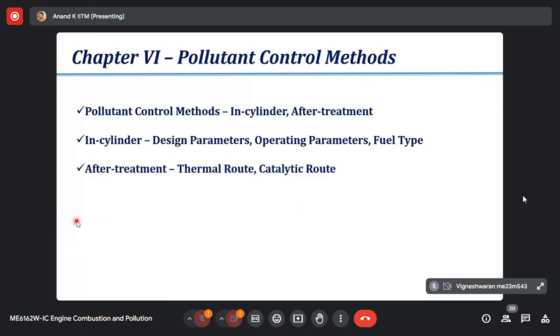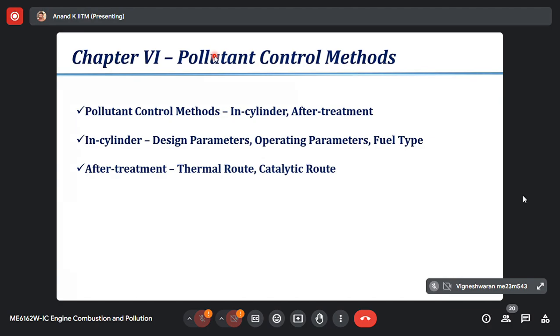Okay, so welcome back. We are in chapter 6 now. Chapter 6 deals with pollutant control methods. In the previous chapter, we discussed the mechanisms involved in forming pollutants. So here our focus is only on primary pollutants. We have four primary pollutants emitted from an IC engine.